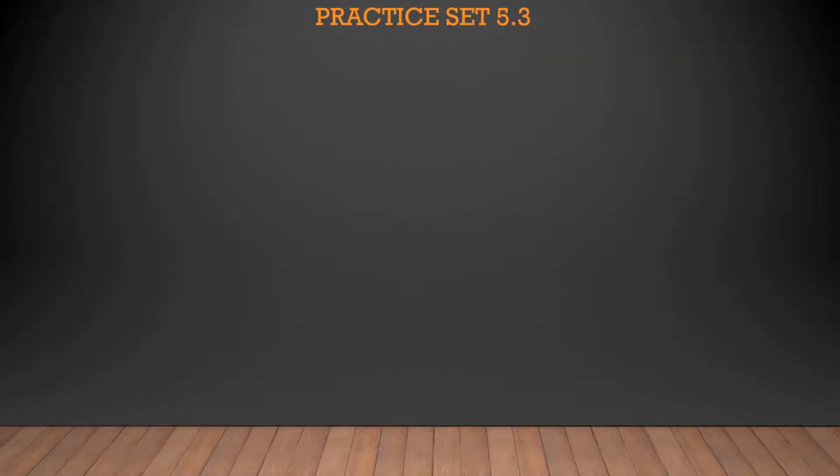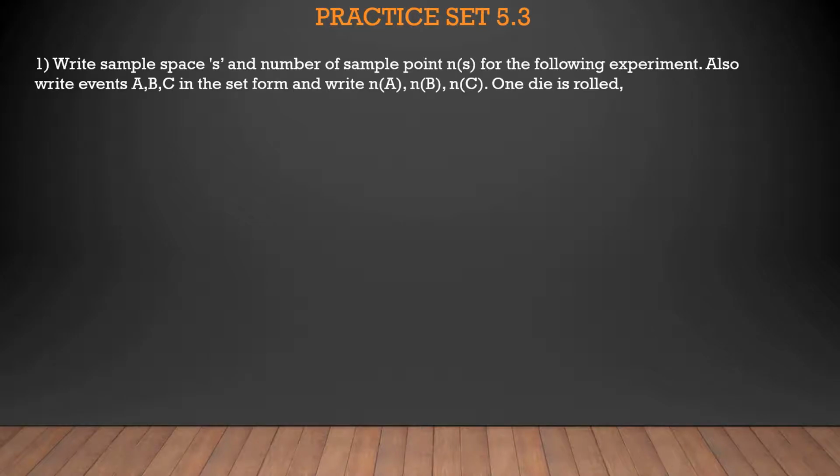Let us start with practice set 5.3. First question is, write sample space S and number of sample points N of S for the following experiment. Also write events A, B, C in the set form and write N of A, N of B, N of C. One die is rolled.